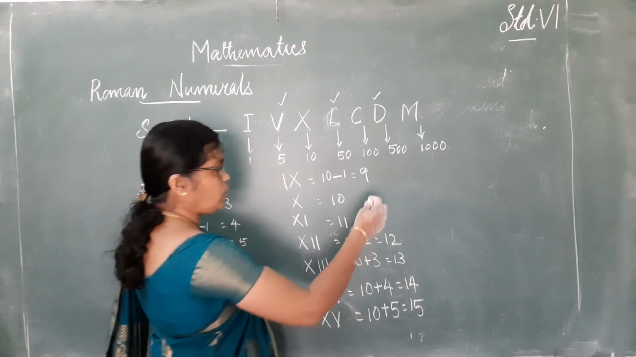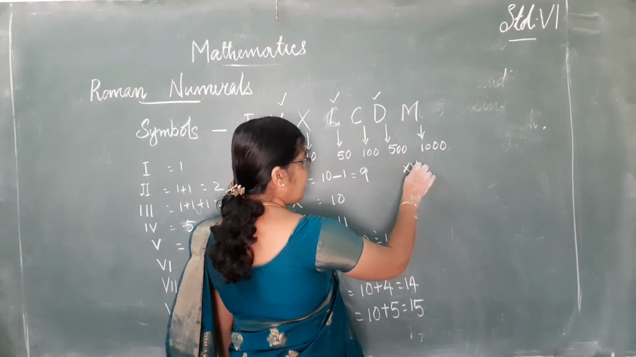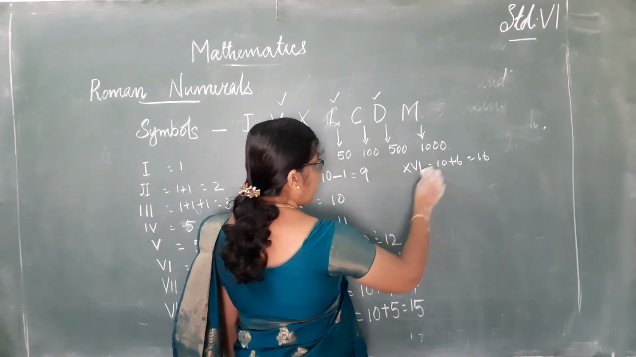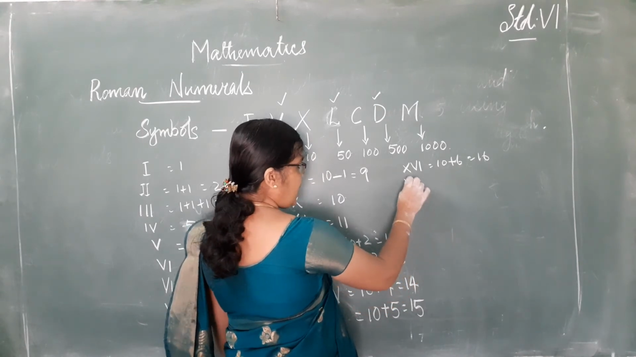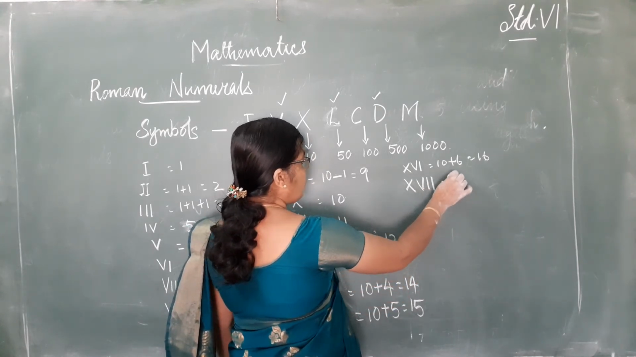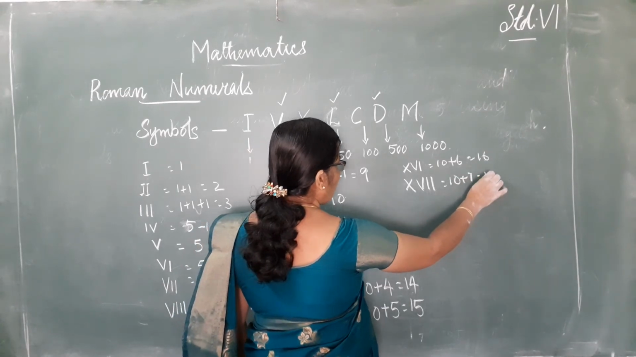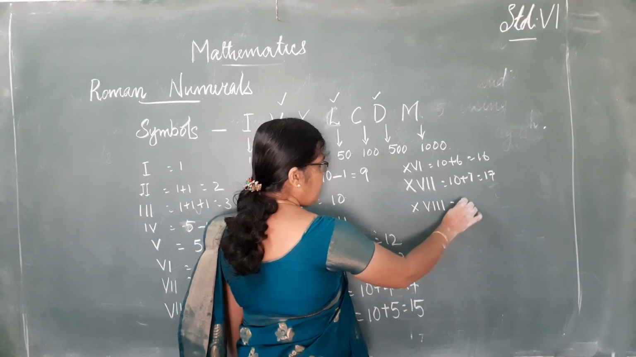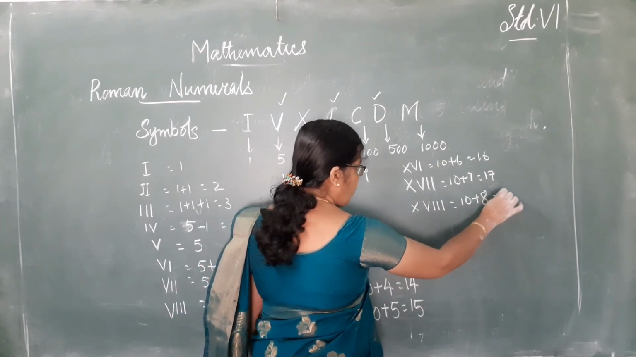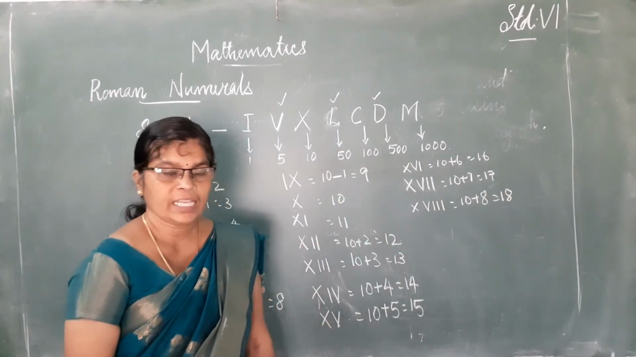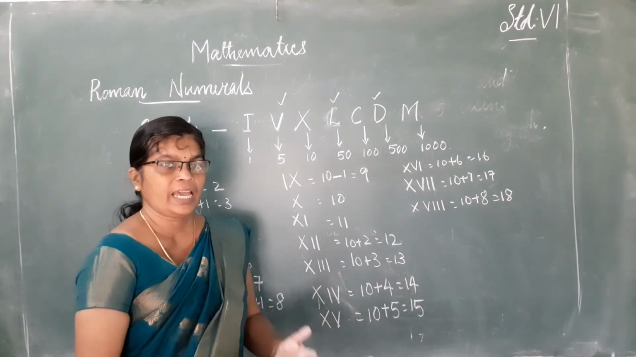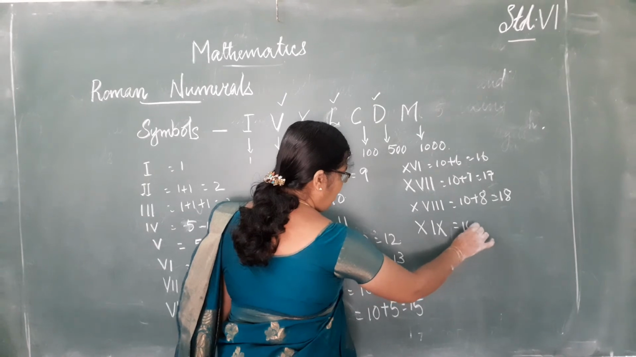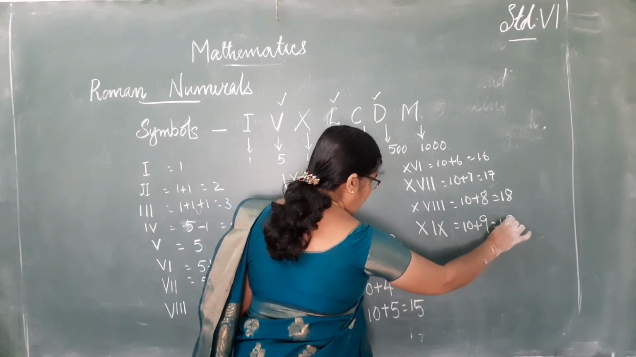Okay, then 16, how will you write? 10 and 6. 10 plus 6, that's equal to 16. Then 10 plus 7 is 17. That is 10 and 7, equal to 17. 18 is 10 and 8. 10 plus 8 is equal to 18. Right? Then how will you write 19? 19 is 10 and 9. So 10, then 9 is IX. 10 plus 9, that is equal to 19.